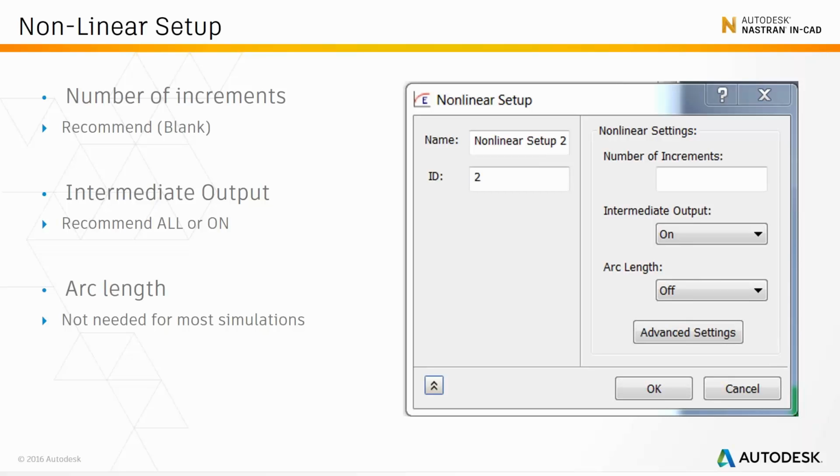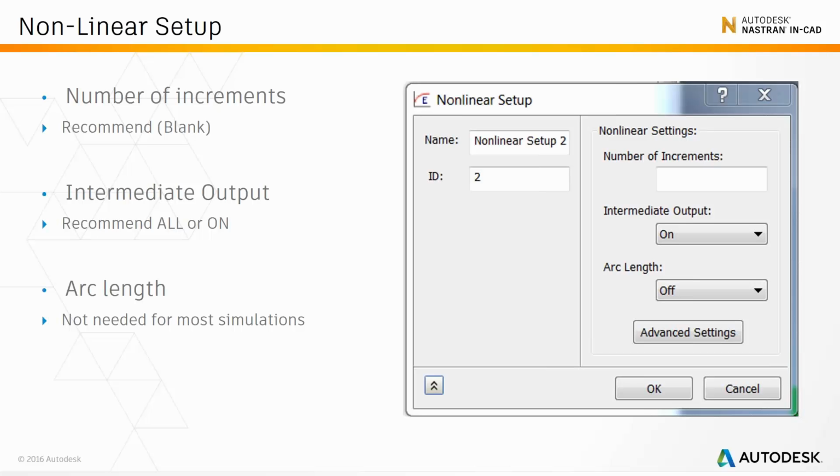This is where, once you've defined the study, you can define the way that the nonlinear study will be run. It includes things like the number of increments, whether you want to use an intermediate output, the name of the study and the likes, and also some advanced settings. So if we look at a couple of these in isolation, firstly the intermediate output and the number of increments.